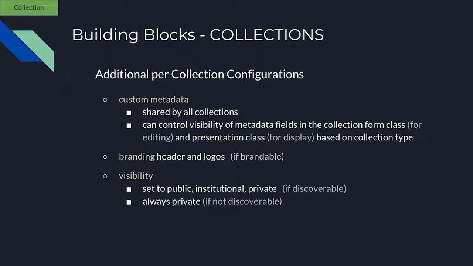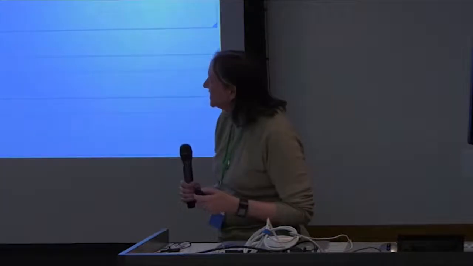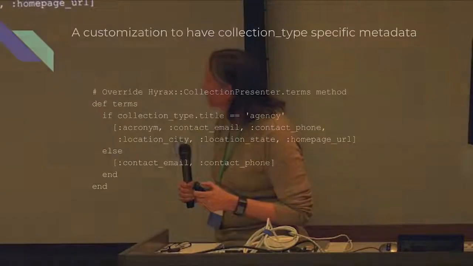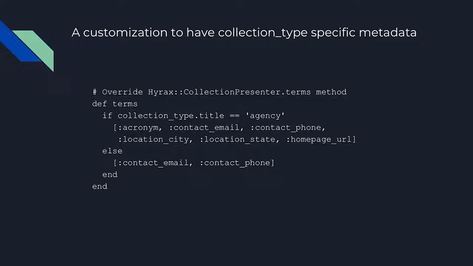So the form class for editing and the presentation class for display on your show page. I know this isn't mostly code here. I am a developer, and so I could not resist. Oh, no, I didn't do it here. It's the next one. Okay. I put a little code in there just to show that you can actually check the type. In mine, I have agencies and divisions as my collection types, so I can check if it's the agency, I want all this metadata. Otherwise, I just want a little bit of metadata. And I can do something similar in the form class, and that lets me determine which metadata actually gets displayed.